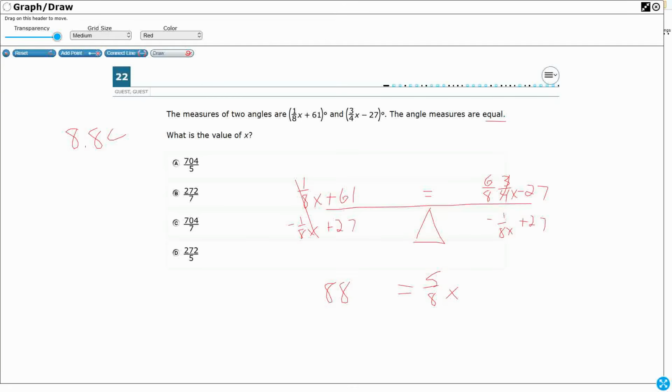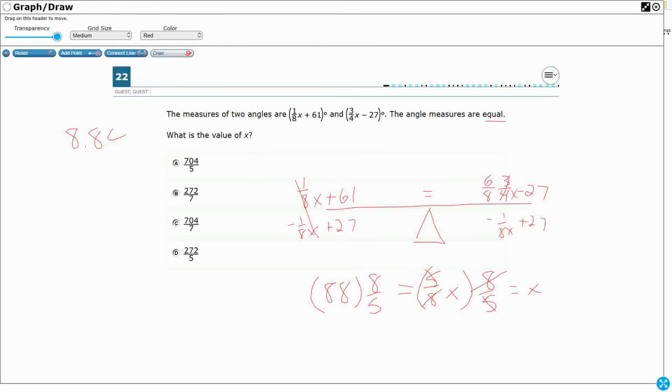Now, how in the world do I get rid of that 5/8 and just make it x? Well, we can multiply by the reciprocal. If we multiply both sides by 8/5, once again, you have to do the same thing to both sides. See, the 8's cancel out and the 5's cancel out. I'm just stuck with x over here.